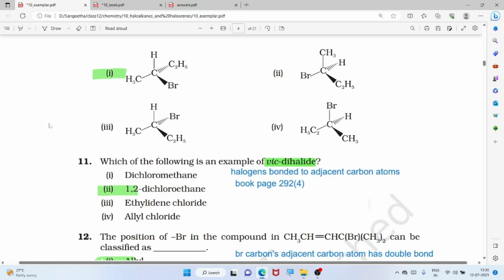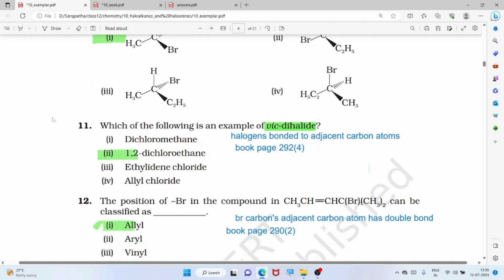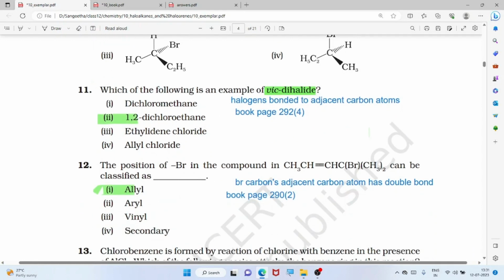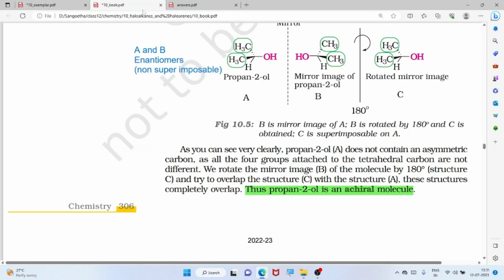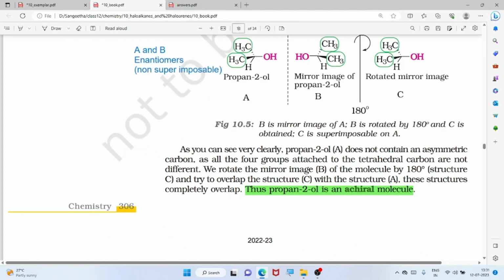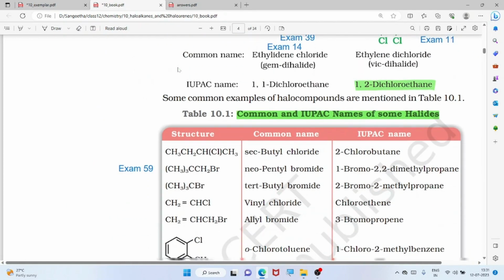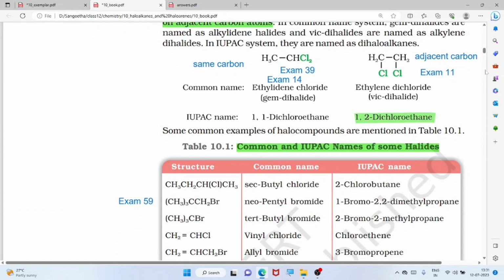Question number 11. Which of the following is an example of a vicinal dihalide? Halogens are bonded to adjacent carbon atoms. So here the halogens are connected to adjacent carbon atoms.